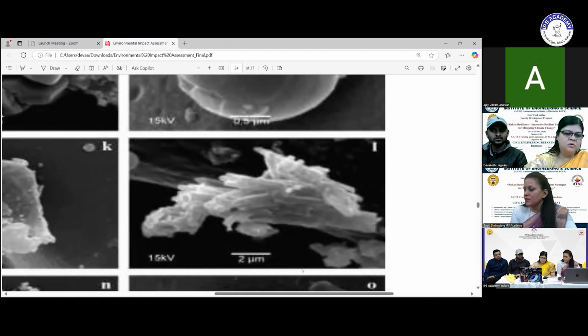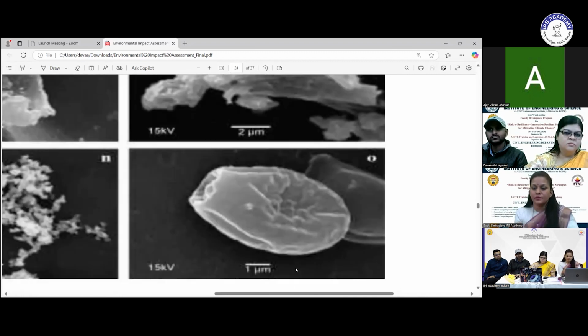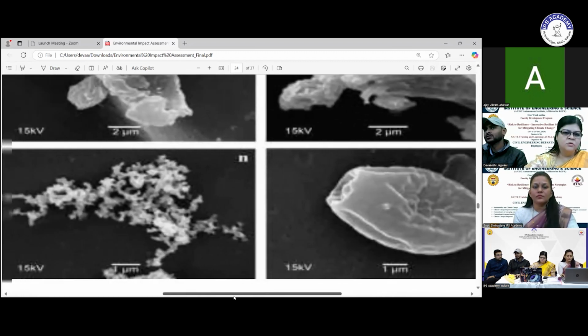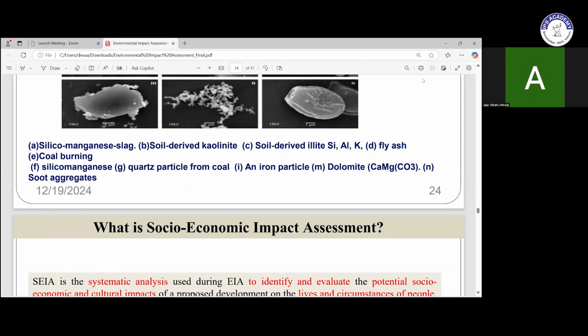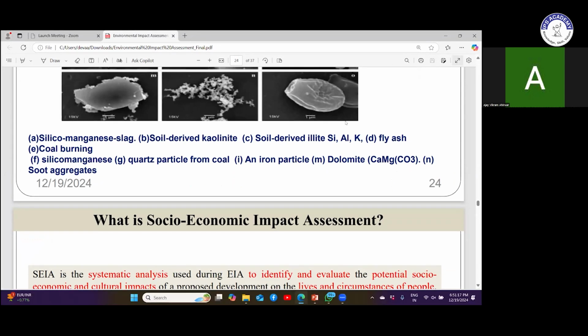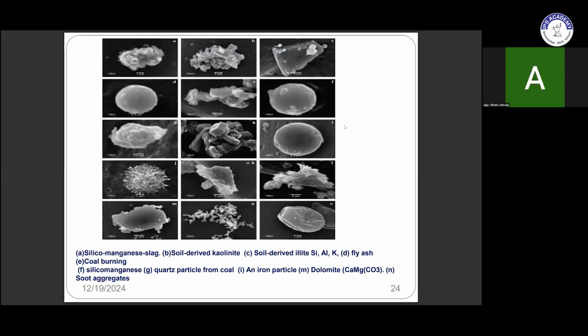So all are various. This is very good. Madam, now I want to conclude. Are there any questions? The next slides are only for socio-economic impact assessment, which does not require much importance.